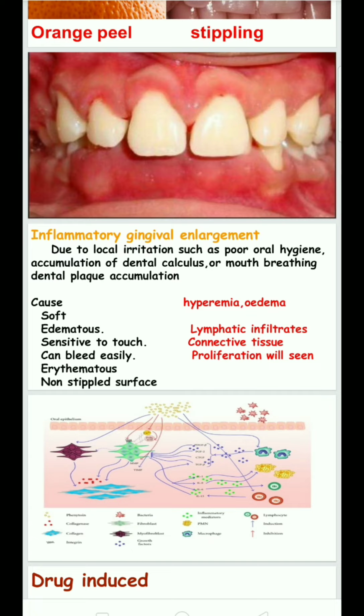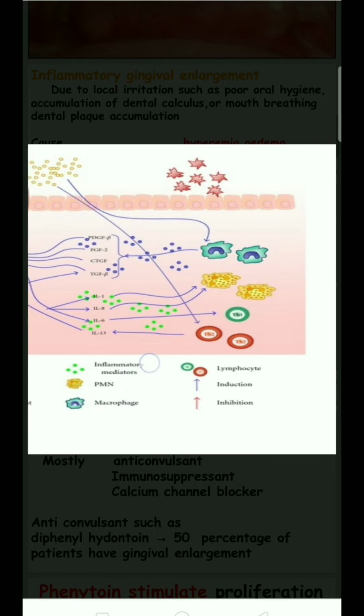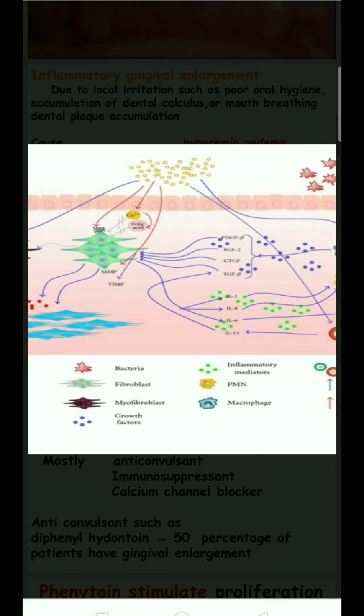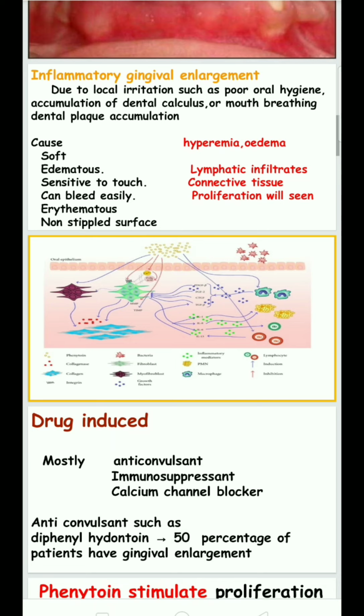So in these conditions, inflammatory gingival enlargement has hyperemia, edema, and lymphatic infiltrate cells, that is inflammatory cells present in the gingiva, that lead to proliferation, because these inflammatory cells stimulate various kinds of factors, and those factors induce fibroblast growth. As a result, gingival enlargement occurs.